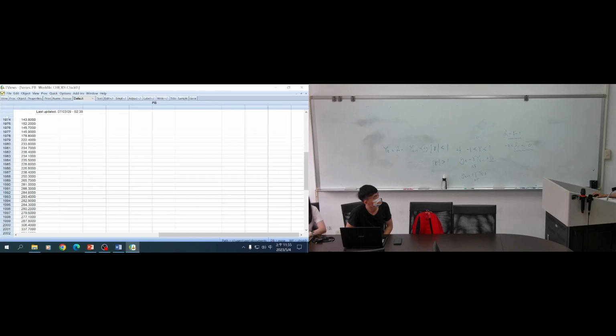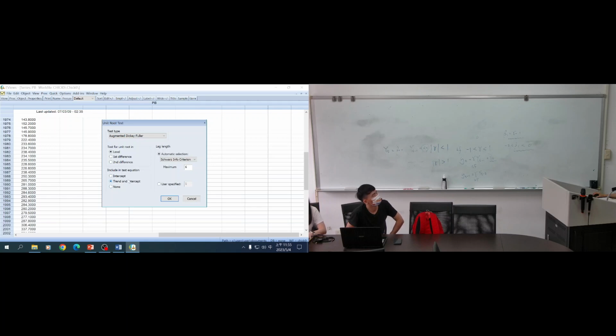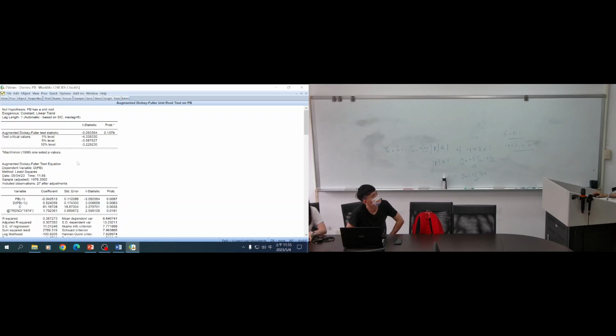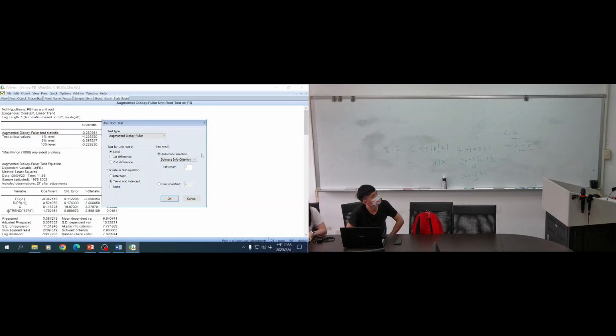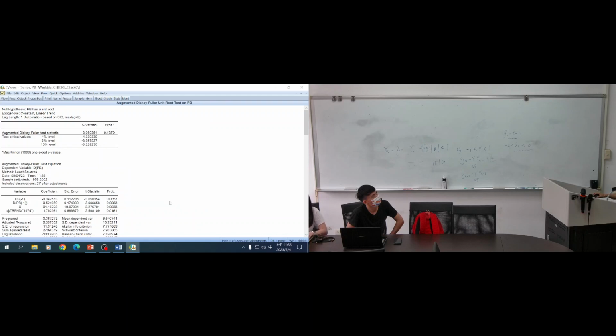Then PB. So if you also use this one, look at this one. This is lag 6. Let me use a little bit smaller, maybe 4 or 2. Let me use 2. If I use 4 or 6, that didn't change the probability. Who did PB?